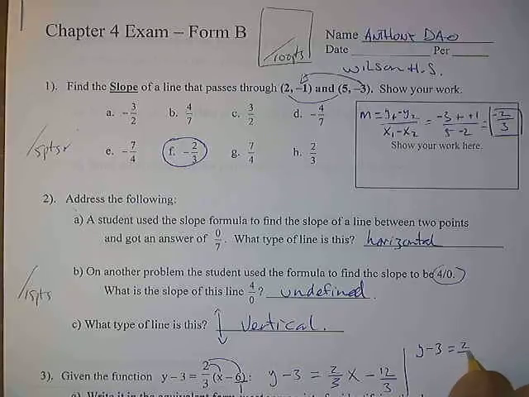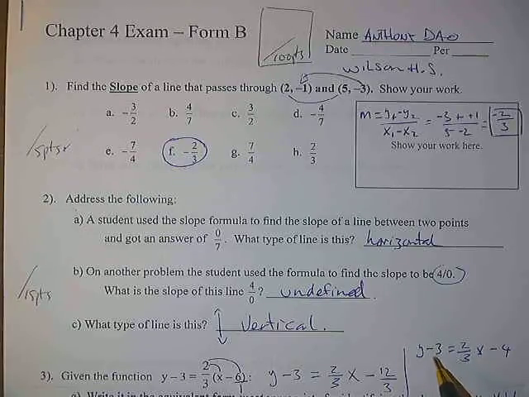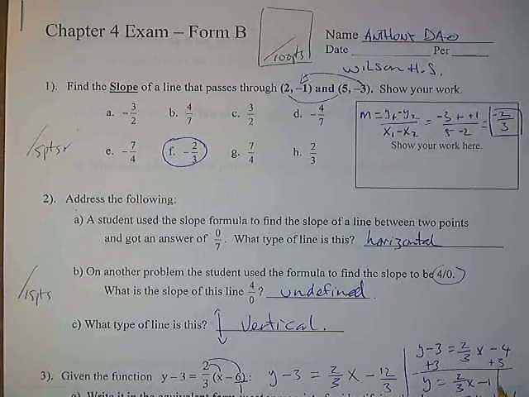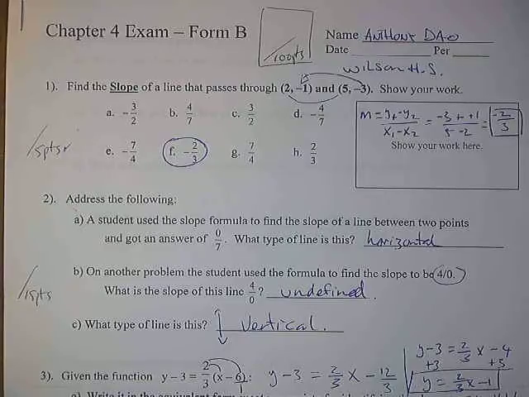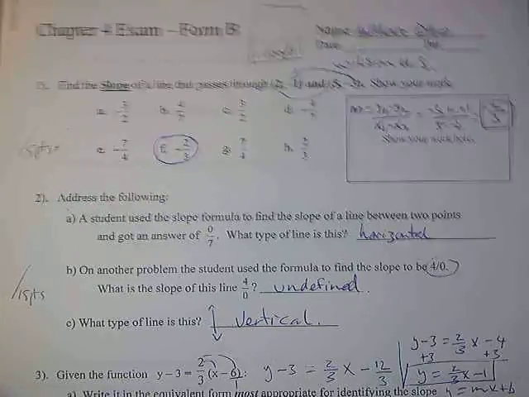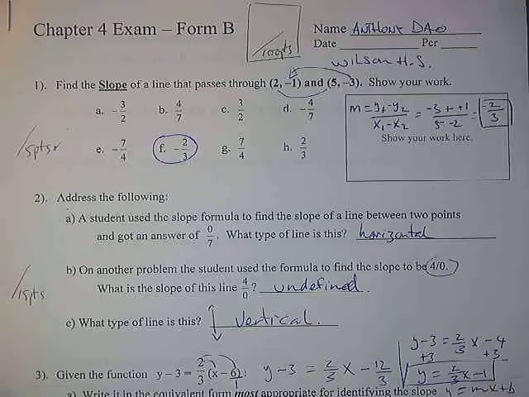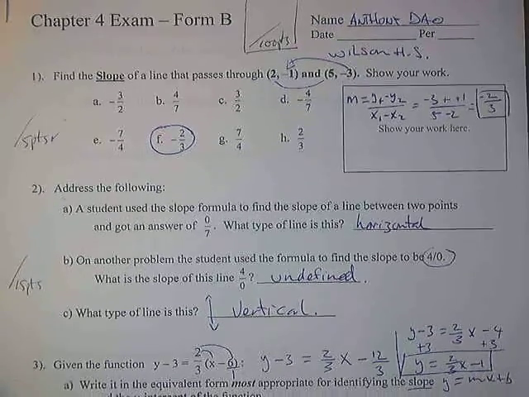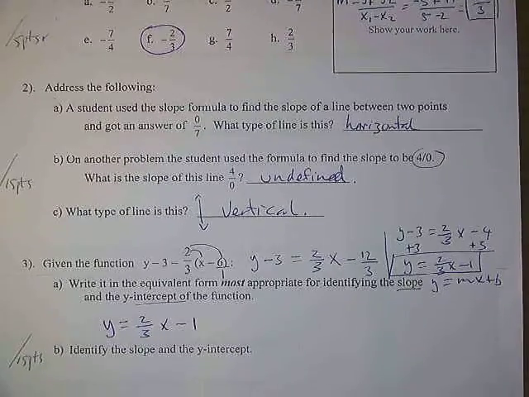So where can we write this? It's right up here. Y minus 3 is equal to 2 over 3 x minus 4. And then to solve for y, we have to get rid of the minus 3. We're going to add 3 to both sides. Then we have y is equal to 2 over 3 x minus 1. So write in the equivalent form for slope-intercept form: y is equal to 2 over 3 x minus 1. There is your slope-intercept form.